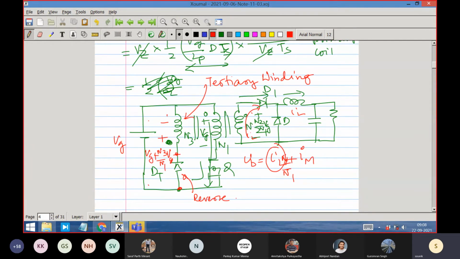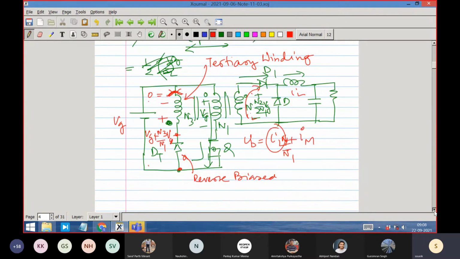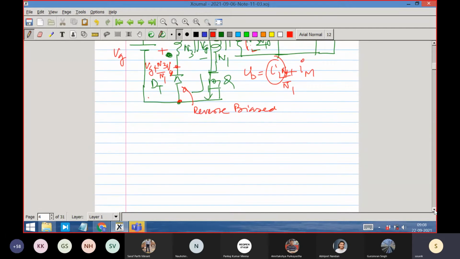So there is no current. This current is 0. Direction wise, it should be the nominal direction, but that current is 0. No current here, right? So what will happen in the second part? Second part, how will it happen?